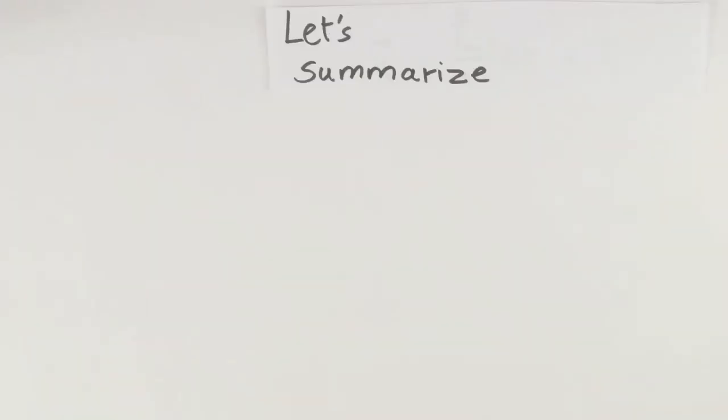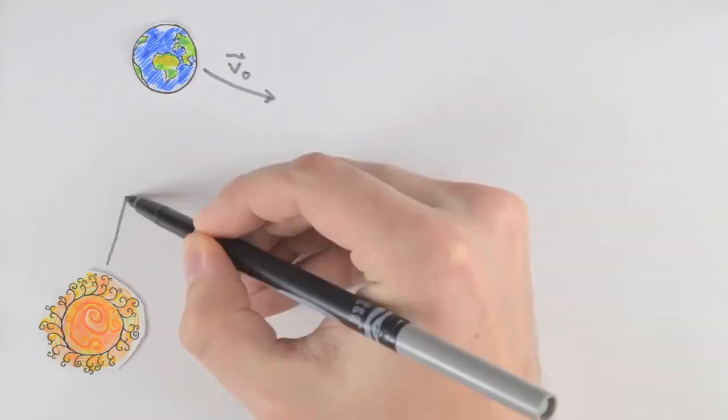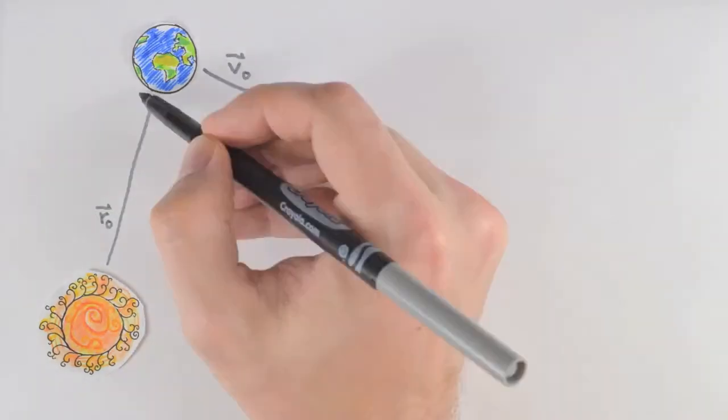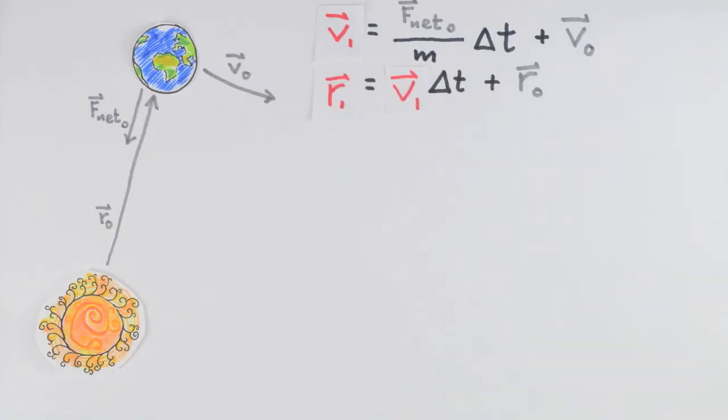So let's collect all these results together here and quickly summarize. To predict the motion a small time delta t into the future, we start with the initial conditions at the current time, determine the total pushes and pulls now acting on our system of mass m, use this information to predict the new velocity, and then use that to predict the new position.